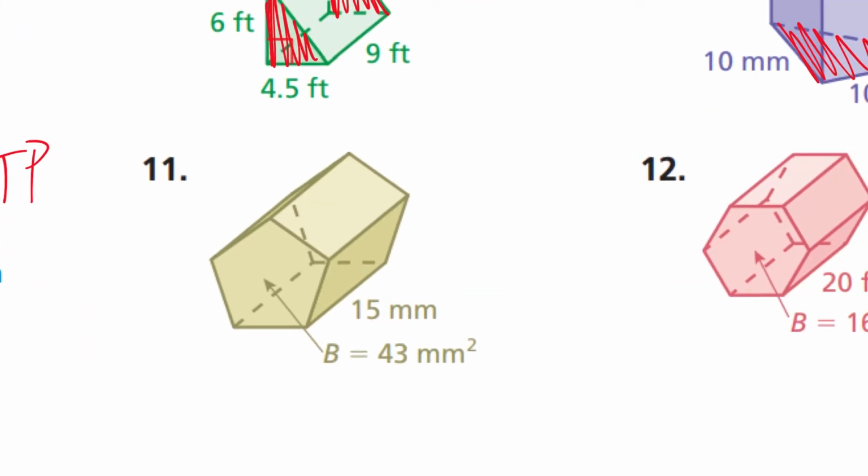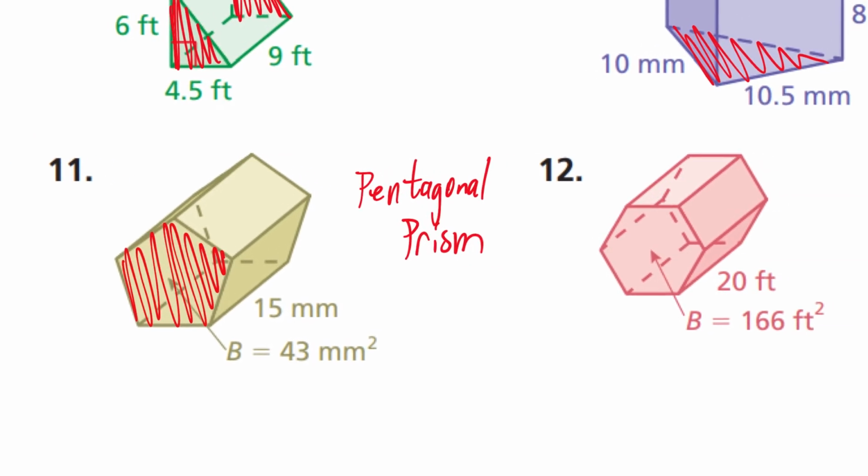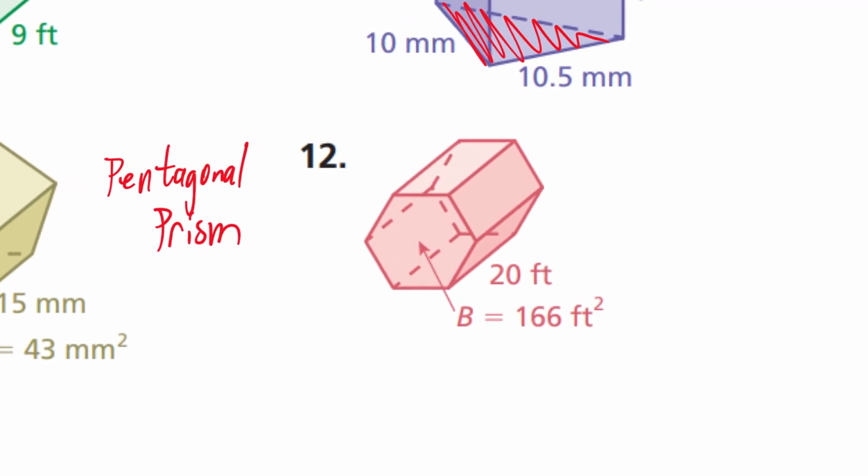Number 11, what's this? Okay, this is a pentagonal prism. Okay, here's one of the bases, the other base is that other pentagon. And then number 12, this is a hexagonal prism. Here's one of the bases, and the other base is the other hexagon.